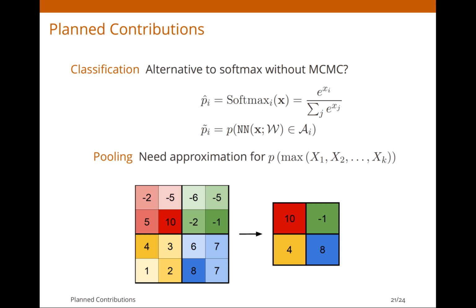Another thing that's really common, especially for images, is called pooling. And the most common is max pooling. And just a quick demonstration of what that looks like is below, where we take patches and we need the maximum of each patch. This is a very trivial operation for standard neural networks, but for us we need a distribution of the maximum of a bunch of variables. And because the variables are normally distributed, that's not trivial.